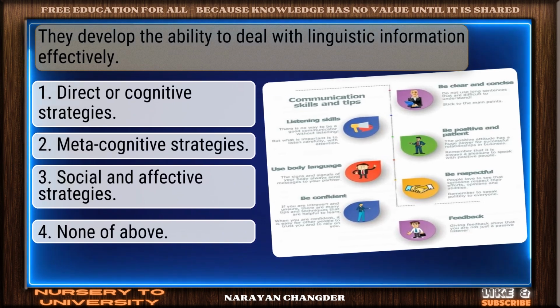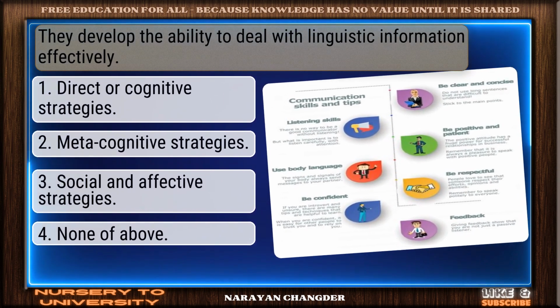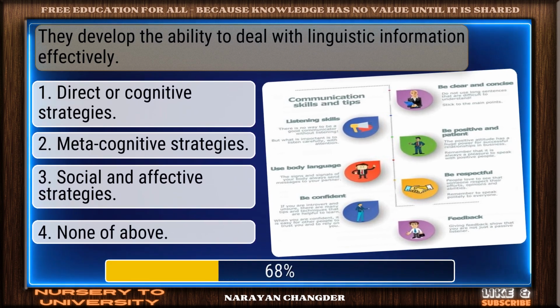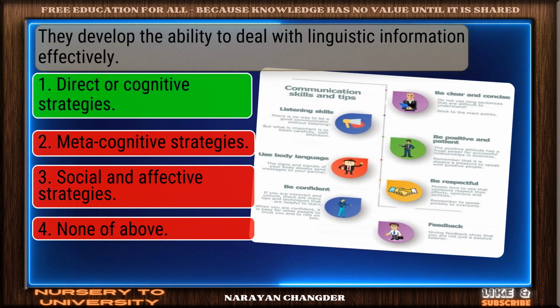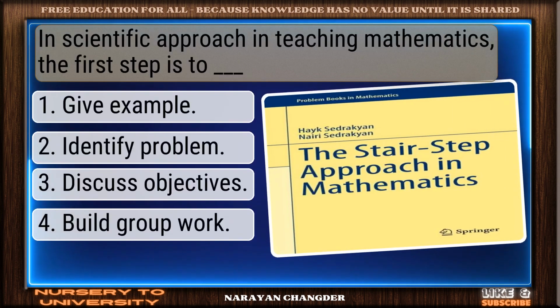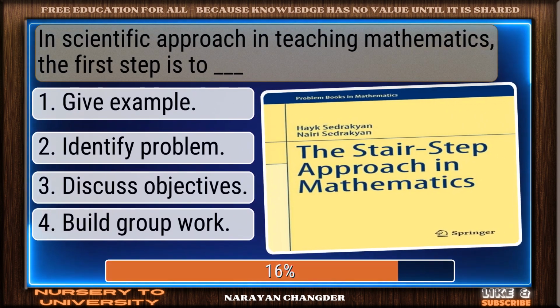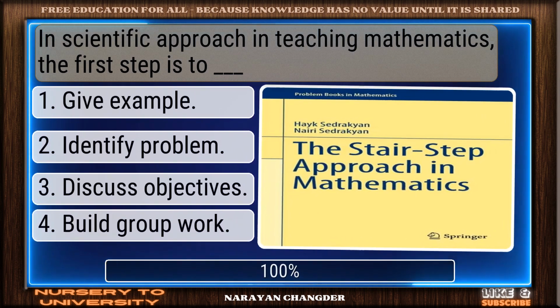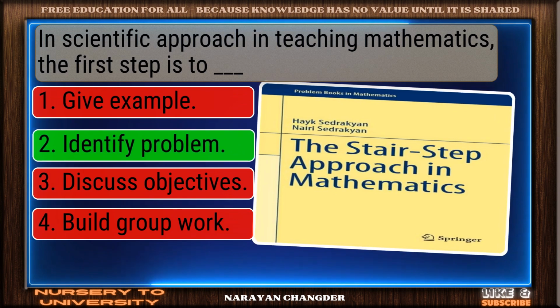They develop the ability to deal with linguistic information effectively. Strong choice. Direct or cognitive strategies is the right answer. In the scientific approach in teaching mathematics, the first step is to dash. Perfect. Identify problem is the correct choice.